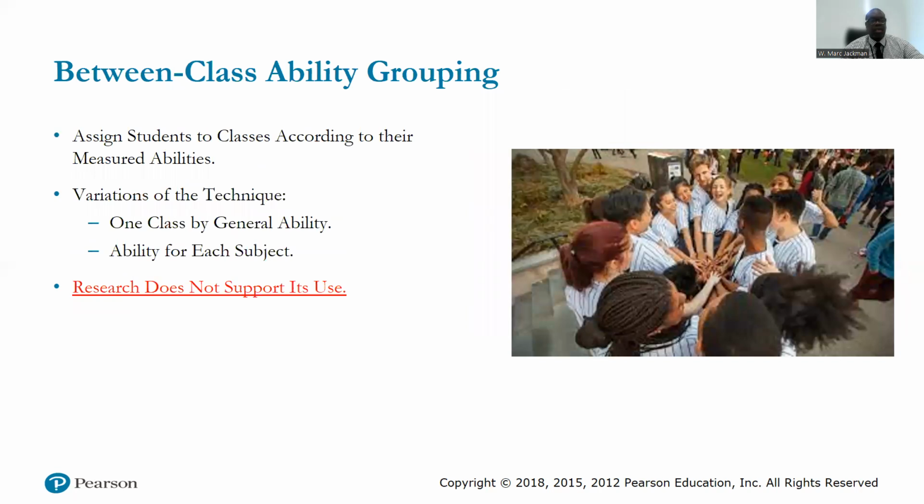Between class ability grouping is where you have students from different classes coming together based on their ability for a particular subject. Research clearly identifies that it doesn't support this use. There is a variation, one class by general ability. So you'd have students grouped according to ability from the different classes, pulled together by ability for each subject. So you have a different math class. You might have the struggling students all in one math class, the better students in another, and so on. They would be together for certain activities, and then they are grouped for certain subject areas.